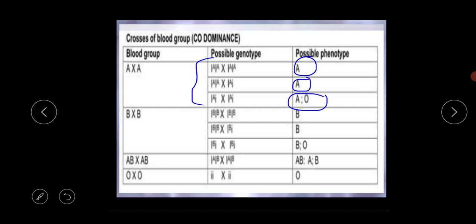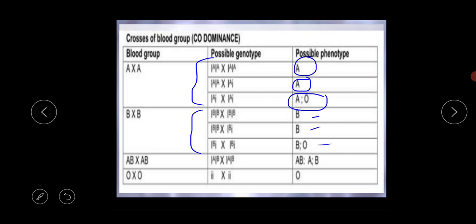Suppose my father's blood group is B and my mother's blood group is B also. What will be the offspring's blood group? This is the cross: IBIB into IBIB gives B; IBIB into IBi gives B; IBi into IBi gives B and O. So what will be the possible offspring blood group?